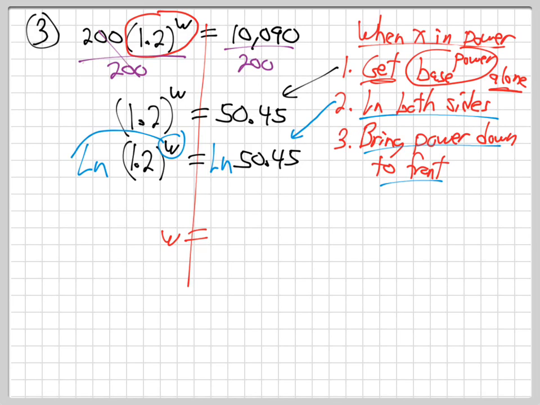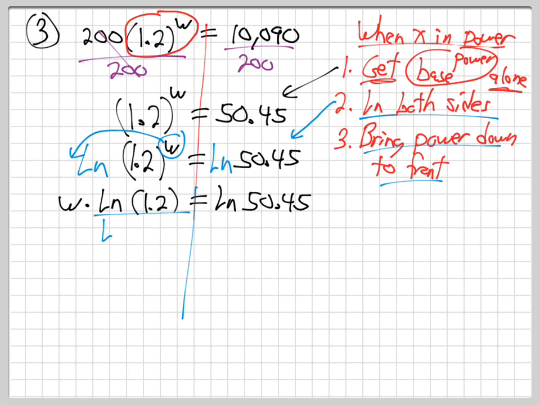So you grab that power and it drops down to the front. And so you've got w times ln of 1.2. That's the third property of logs. Any log, it doesn't have to be natural log, but we'll just use natural log. It's convenient, it's on a button right on our calculator. Now it's not too bad to get w alone. Now this is just w times, so we just divide both sides by the ln of 1.2. Boom. w is alone. Hit the buttons on your calculator. I'm doing it right now.